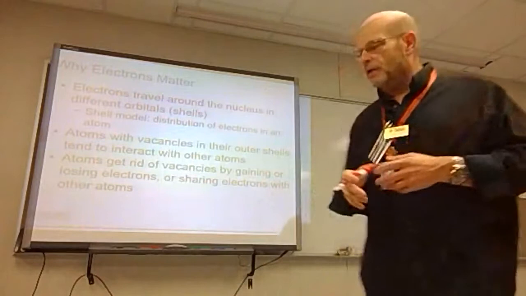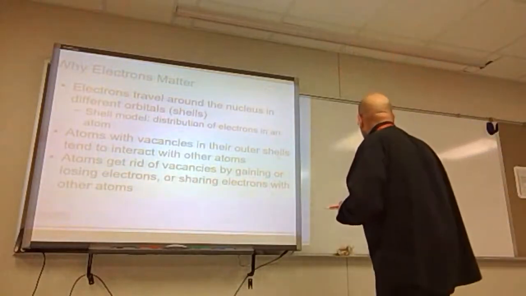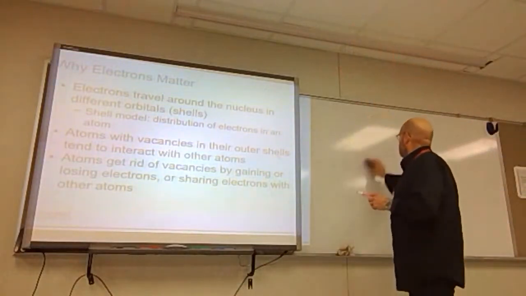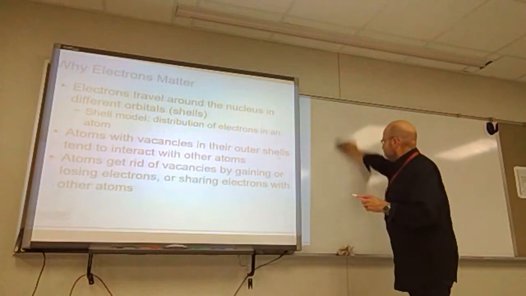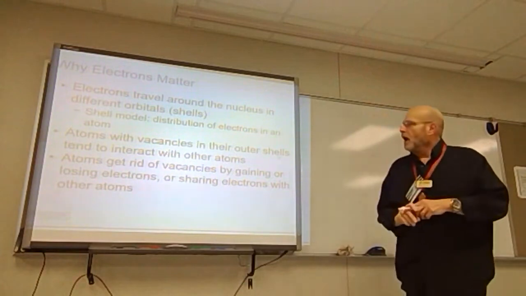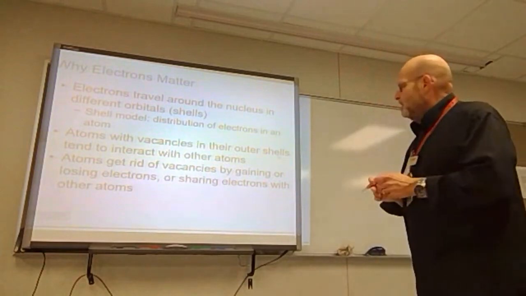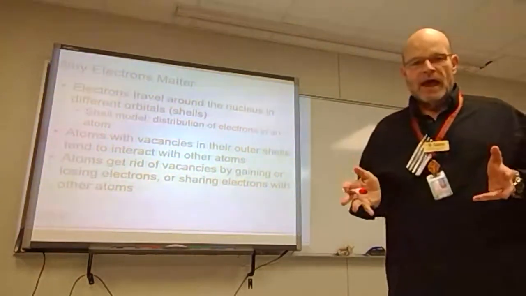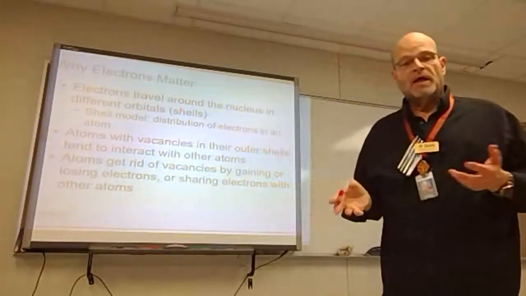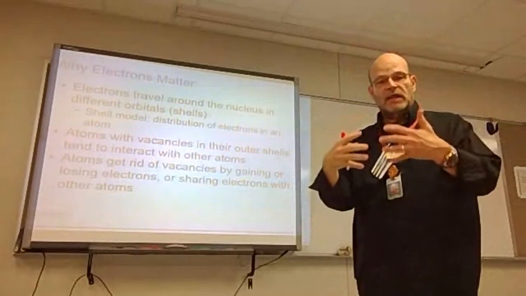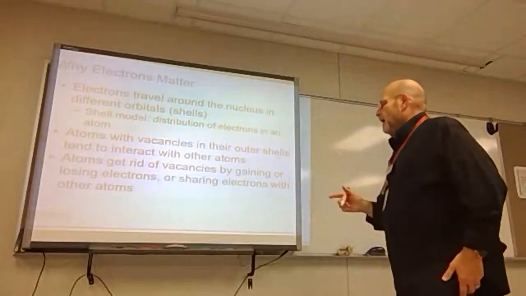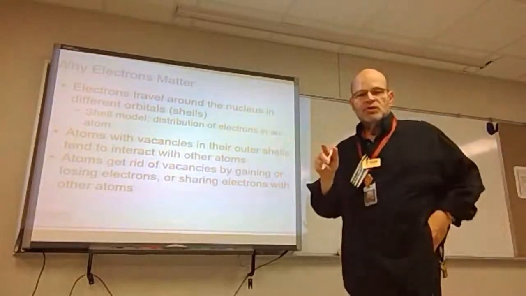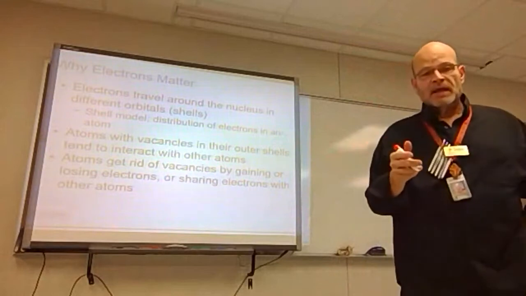Electrons travel around the nucleus in, again, structures called electron orbitals or electron shells. Atoms with vacancies in their outer shells tend to interact with other atoms. This is how bonds are formed. Bonds form through the interaction of electrons, and atoms tend to want to get rid of those vacancies.